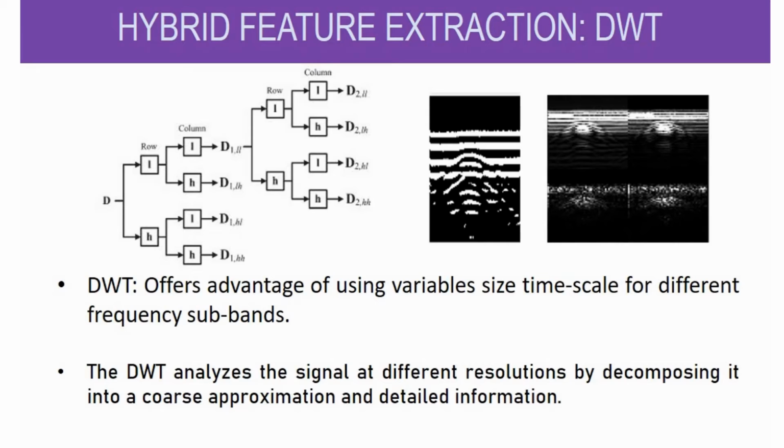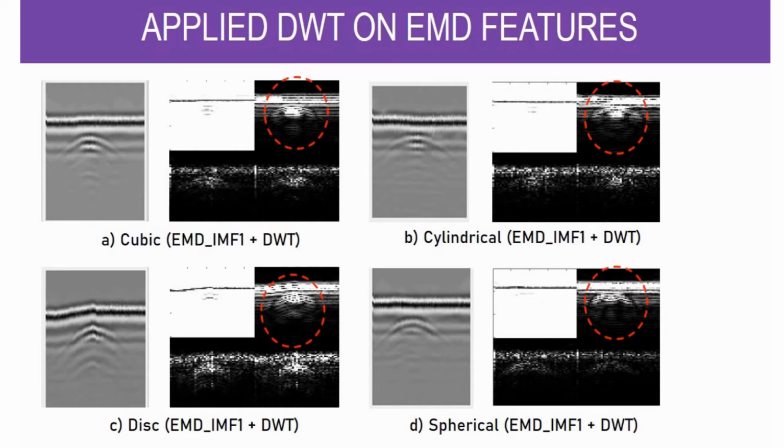For the wavelet transform, it has the advantage of using variable size time scales for different frequency subbands. The wavelet transform analyzes the signal at different resolutions by decomposing it into a coarse approximation and detailed information. The figure shows the decomposition of the wavelet transform on the intrinsic mode function into 4 subbands, which are approximation, horizontal, vertical, and diagonal, for cubic, cylindrical, disc, and spherical.